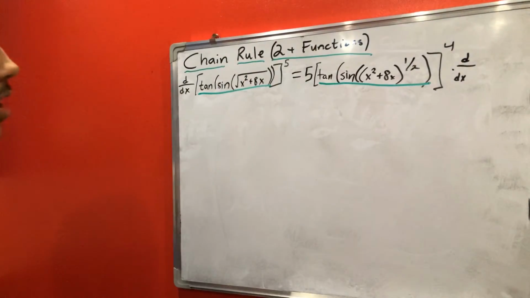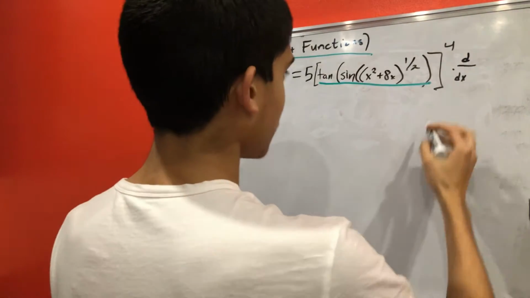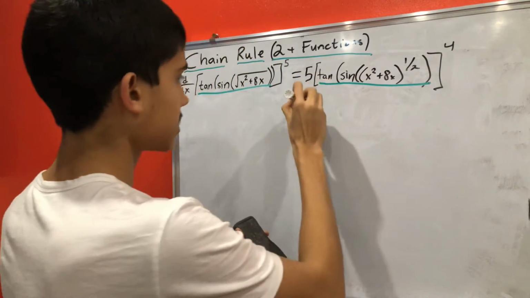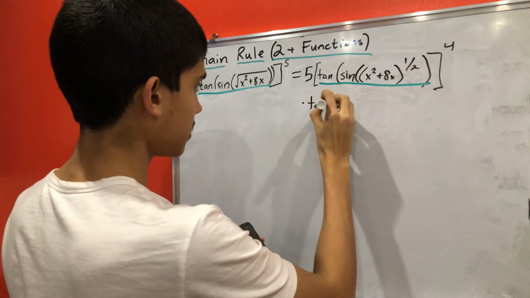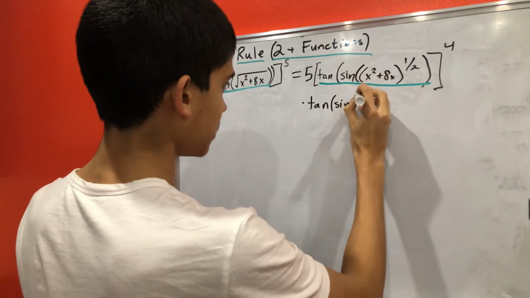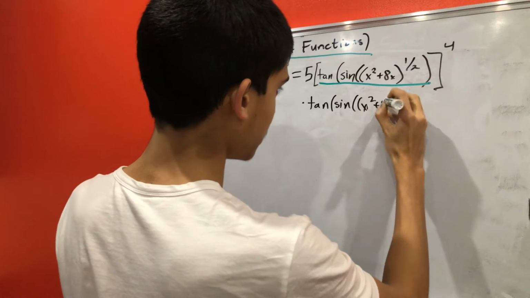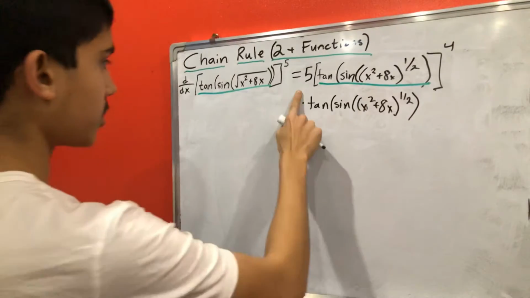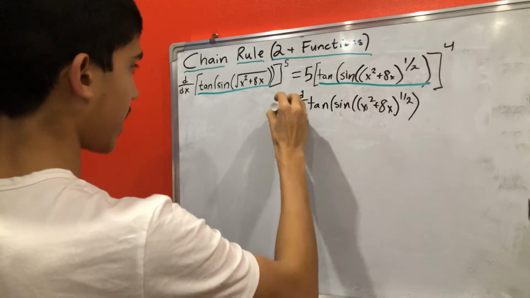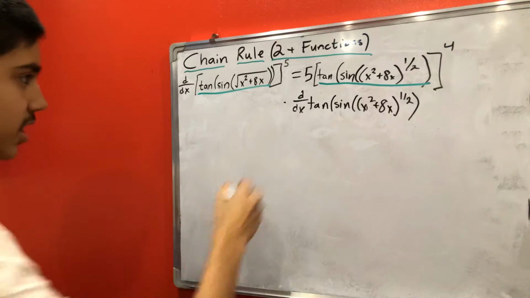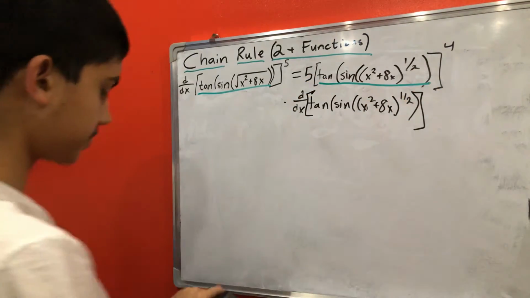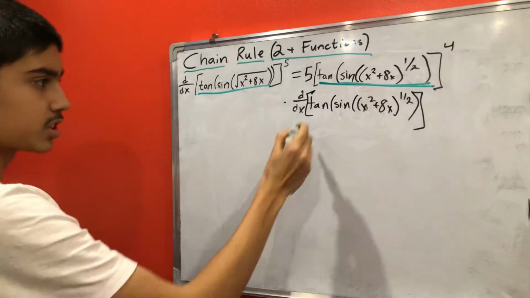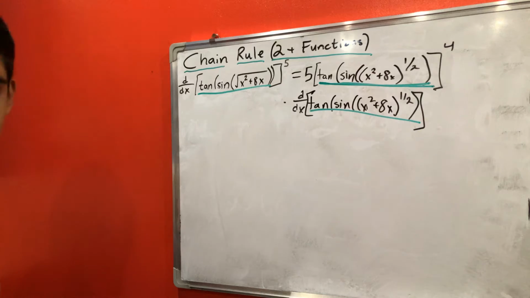Derivative of. Okay, so it looks like we're running out of space, so I'm going to write it down here. Basically, it's this times tan sine x squared plus 8x raised to the 1/2 power, and yep. And we're going to multiply this guy by the derivative of the inside function. So you see, basically, our inside function is this guy, and we're just going to take the derivative of it. And that's basically our answer.